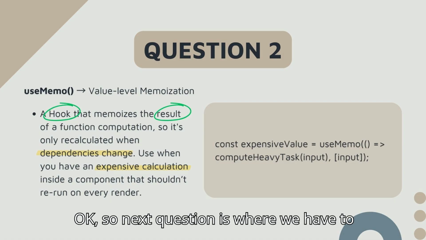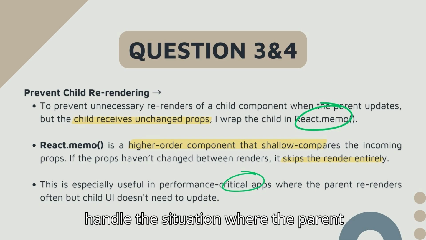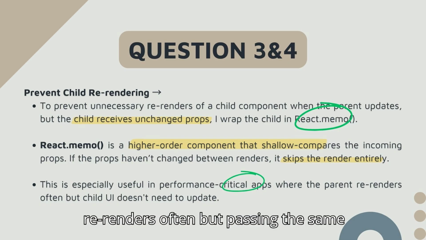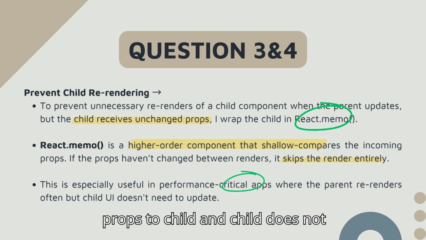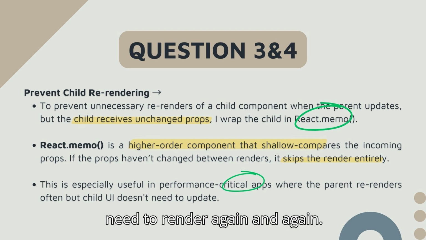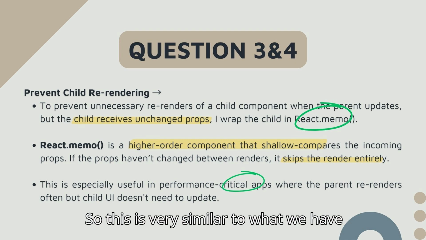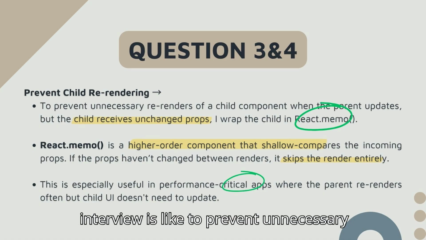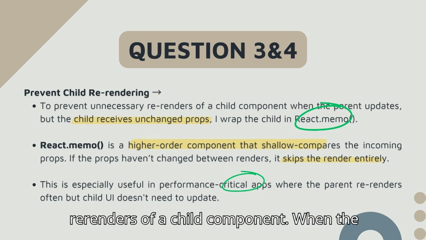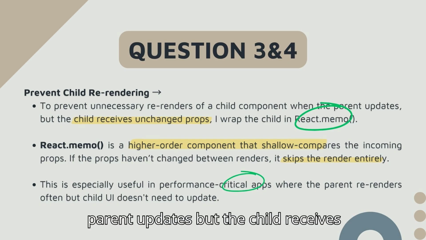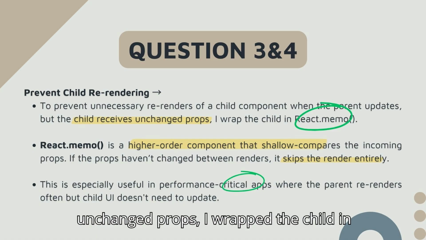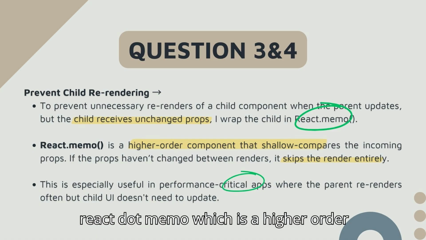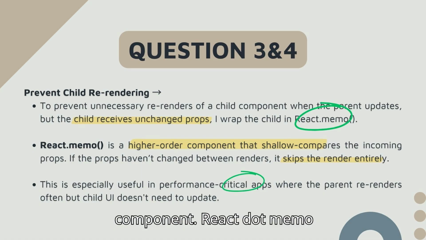Okay, so the next question is where we have to handle the situation where the parent re-renders often, but passes the same props to the child and the child does not need to render again and again. This is very similar to what we have understood just now, especially if you know about React.memo and useMemo hooks. So what you can say in the interview is, to prevent unnecessary re-renders of a child component when the parent updates but the child receives unchanged props, I wrap the child in React.memo, which is a higher order component.